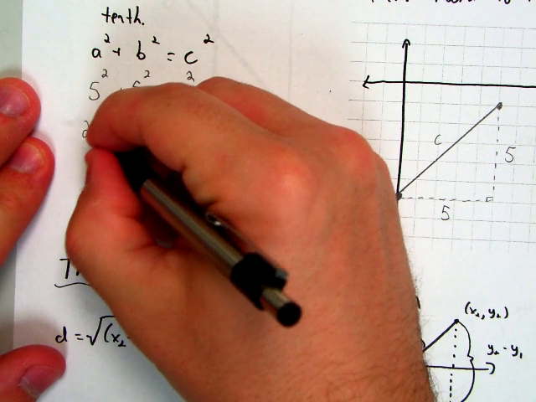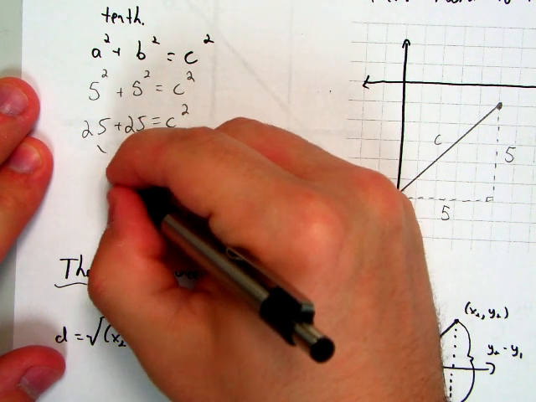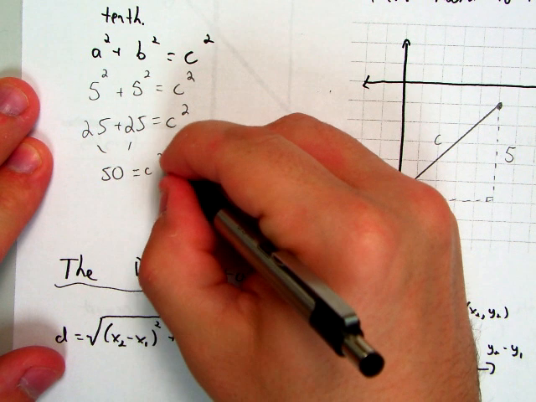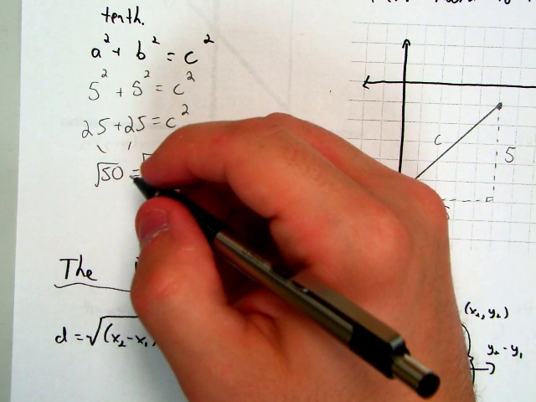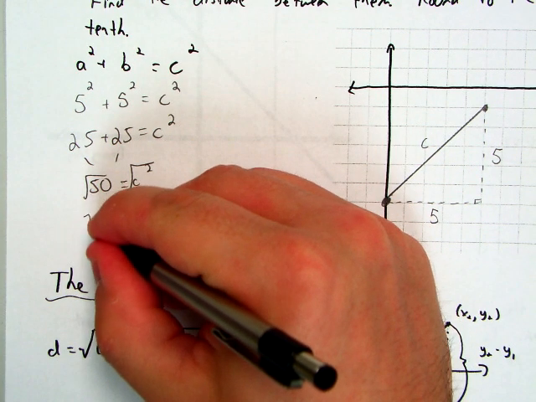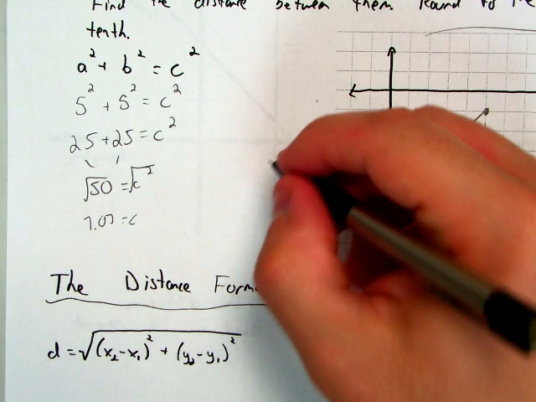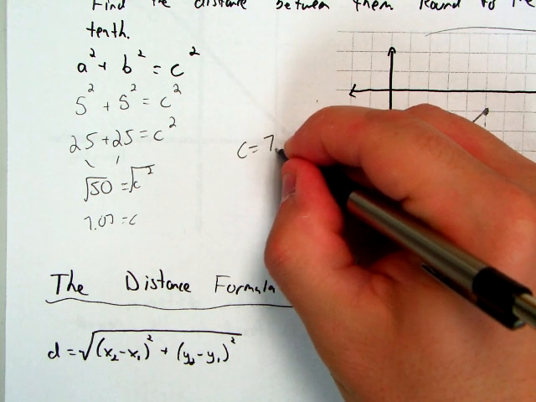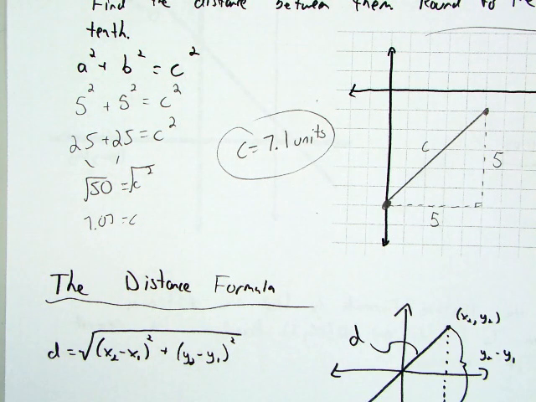So 5 squared is 25. Another 25 plus 25 equals C squared. Combine those two terms, I get 50 equals C squared. Take the square root of both sides. And then if we look at this, the square root of 50 is 7.07 and a few other numbers. But because it says to round to the nearest tenth, the distance is 7.1 units. The reason why we have to put units on there is because we're measuring a distance between two things.